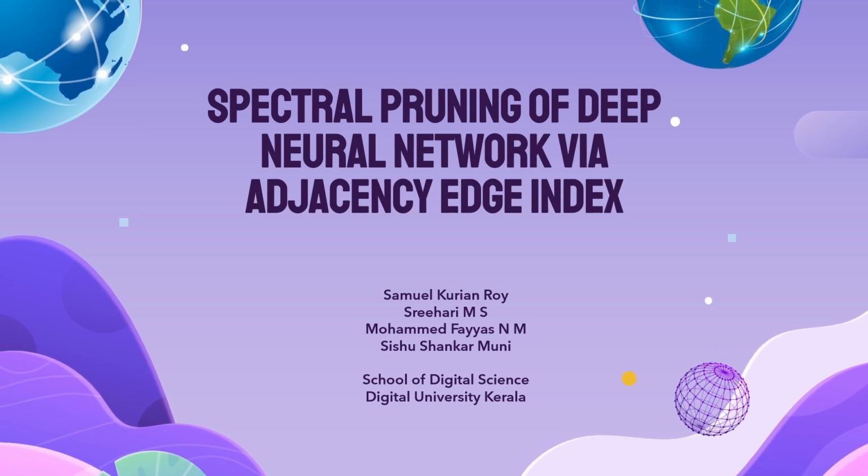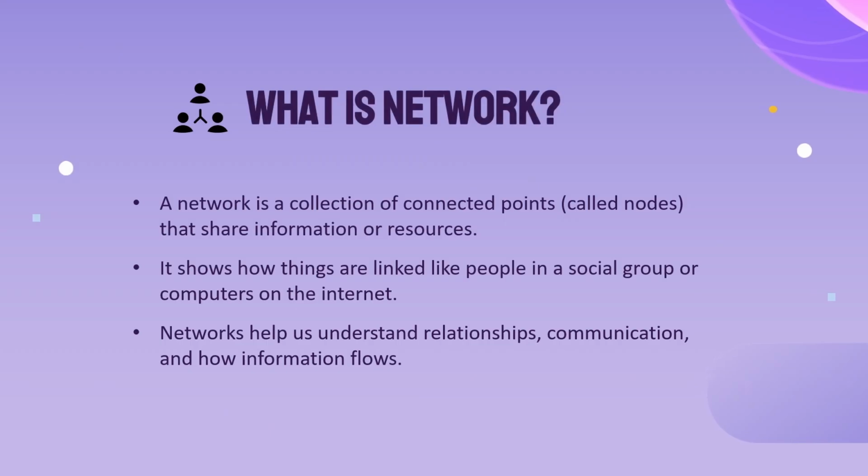So let me walk you through what we did and why it matters. So first of all, what is a network? What do you mean by a network? Basically, a network is just a bunch of connected points or nodes that share something, like people in a social network or computers on the internet. The idea is that the way these points are connected can tell us a lot about how the whole system behaves. So networks aren't just lines and dots, they're powerful models for understanding relationships and interactions.